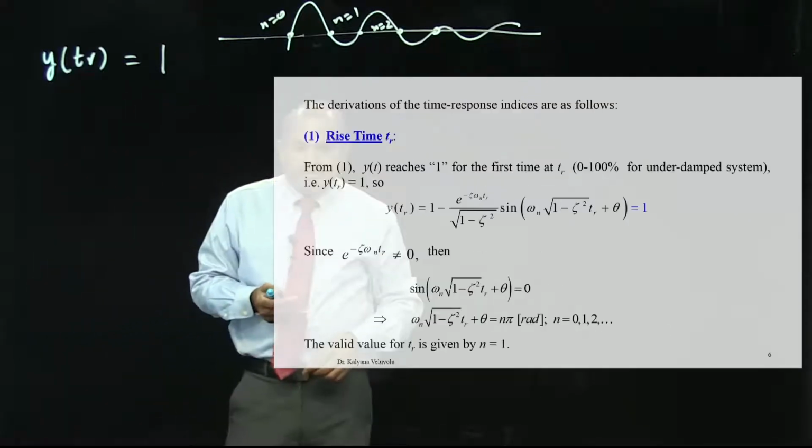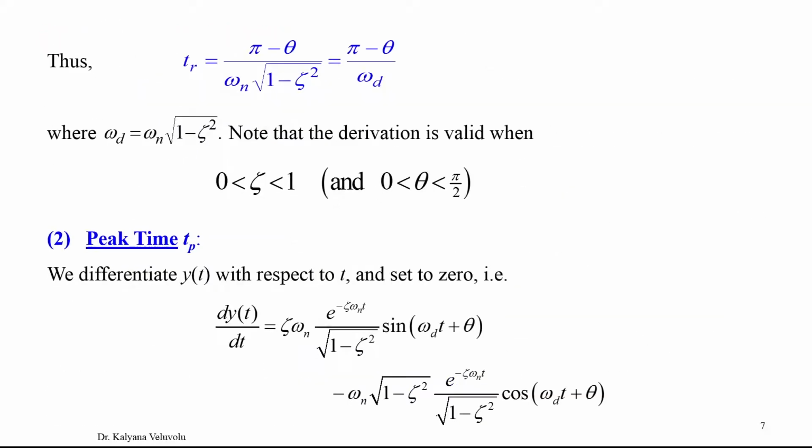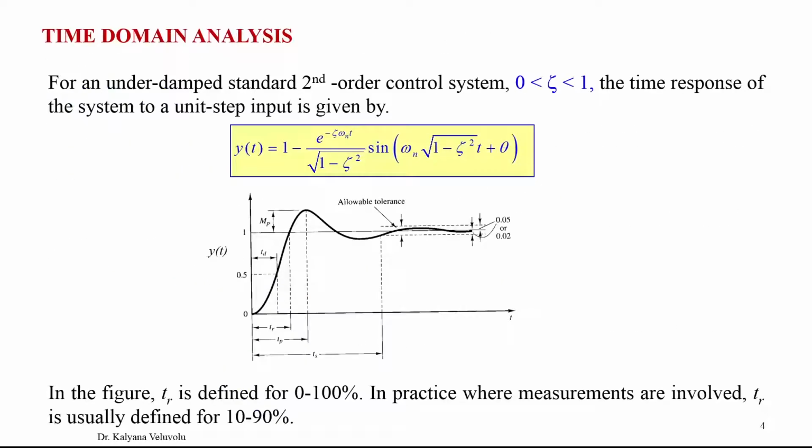The second one, peak time. If we go back to this one, what is peak time? When t is equal to Tp, we get the peak time. Based on that, we can derive the expression for peak time. Peak time is when t is equal to Tp, but however, if you are analyzing, when do you get peaks?